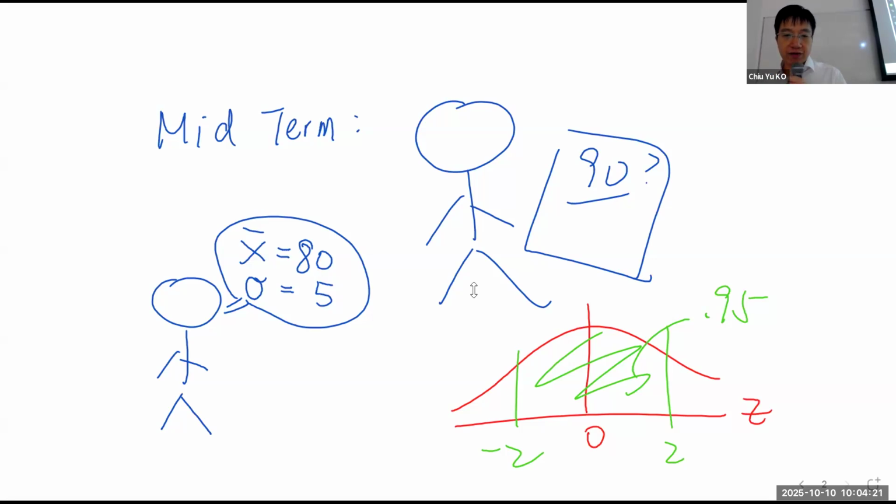So you can ask yourself, if you get 95, what happened to you? If you get 85, how good are you? If you get 70, how good are you? If you get 65, how good are you? All of these can be answered using the Z table or using the simple rule, and then you can have a good rough estimate of what's going on.